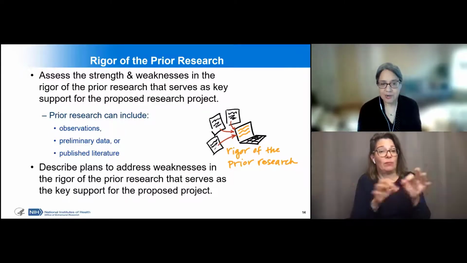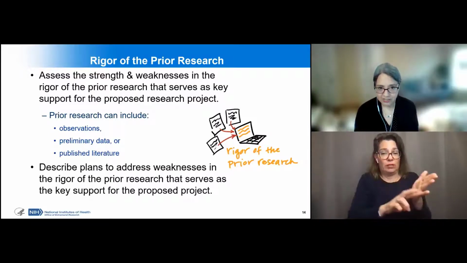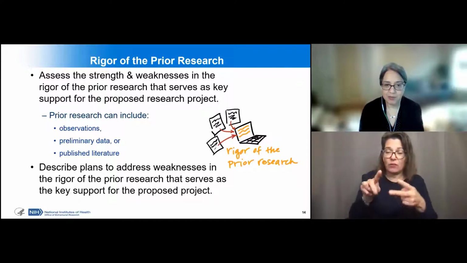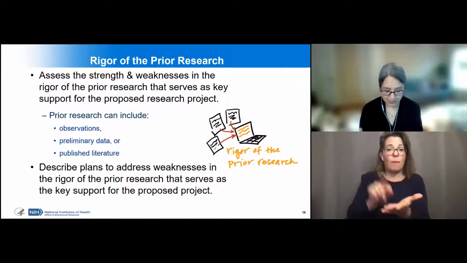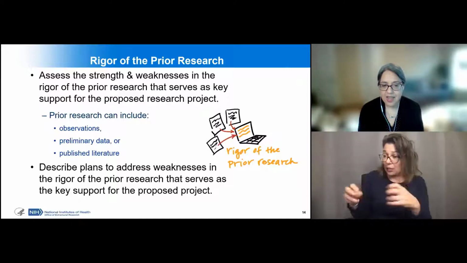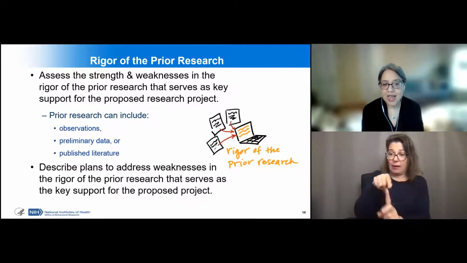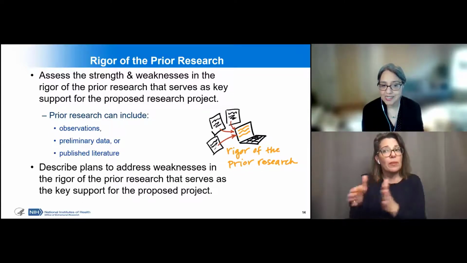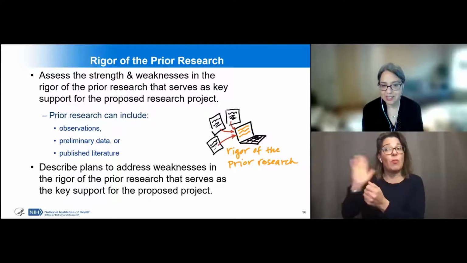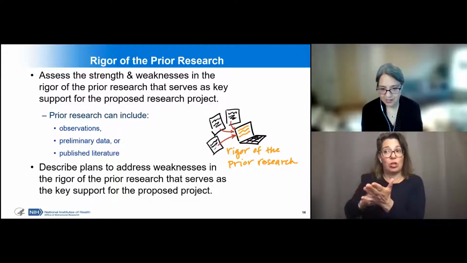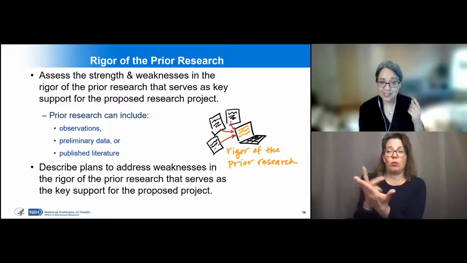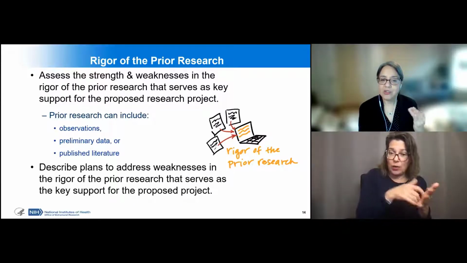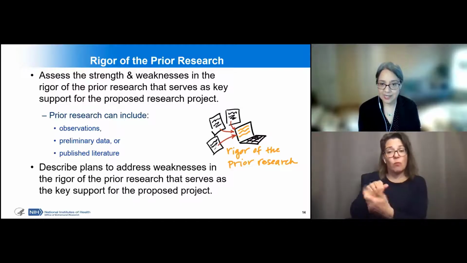Now, when you're looking at the prior research, again, prior research can include some observations, the preliminary data, or published literature. So you're going to assess the strengths and weaknesses of that data. And then under approach, we ask you to describe plans to address any weaknesses in the rigor of the prior research that serve as the key support for the proposed project. So again, in the significance, you tell us about the strengths and weaknesses of the prior research, and then under approach, you tell us how you're going to address any weaknesses.